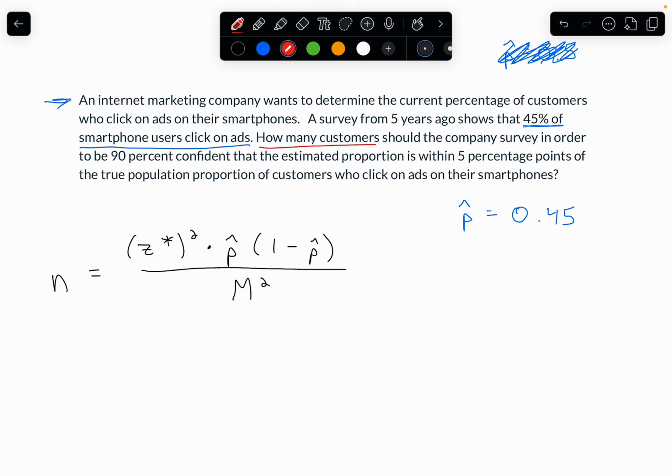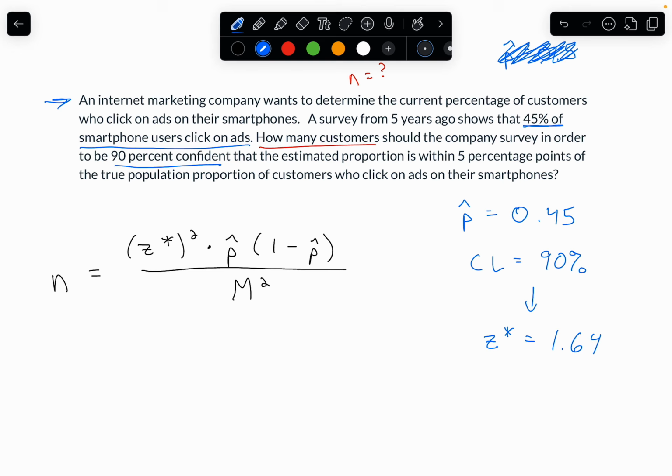Getting back to our problem, how many customers? So first of all, how many customers means what is n? That's what I'm going to try and solve for here. I know that I'm using this formula. How many customers should the company survey in order to be 90% confident? So pause for a second. My confidence level is 90%. That's really important because that's going to tell me my Z star. I have to know my confidence level if I'm going to know my Z star. So the Z star corresponding to a 90% confidence level is 1.64. Remember, you can look this up using your critical Z-scores table that should be included with the formula sheet for this particular chapter.